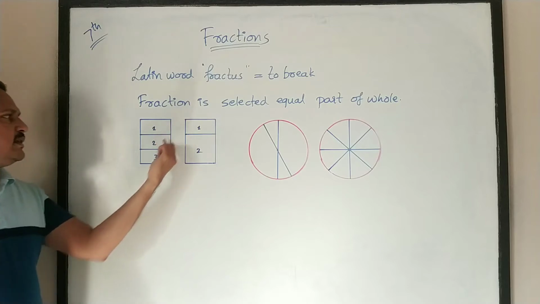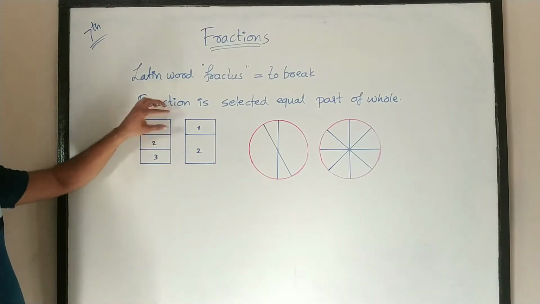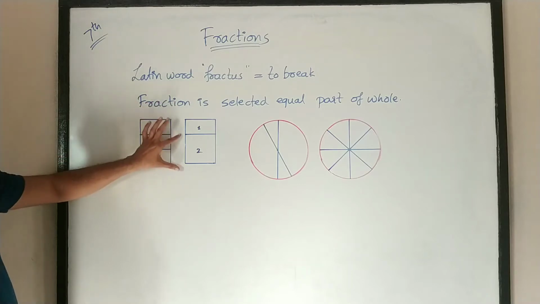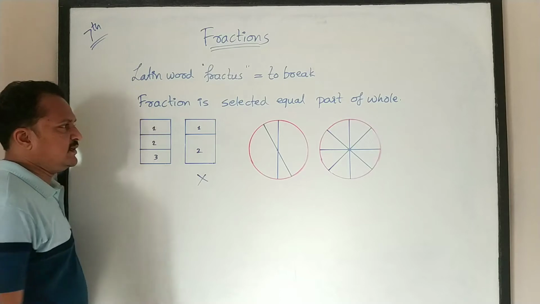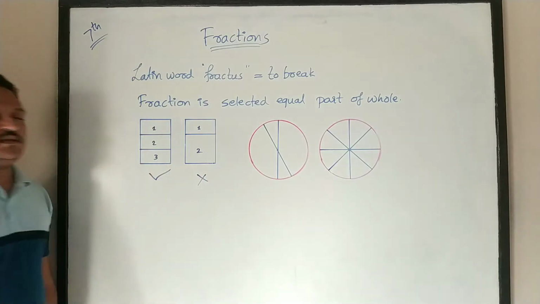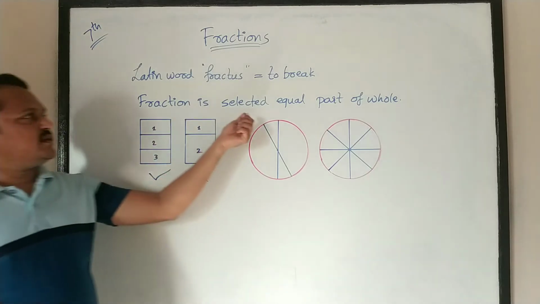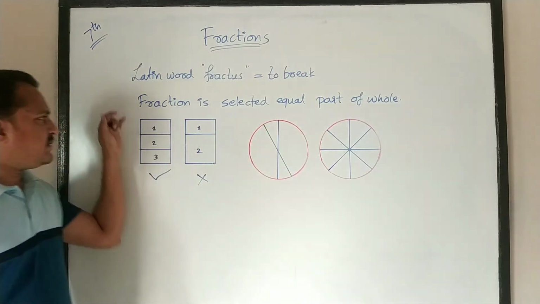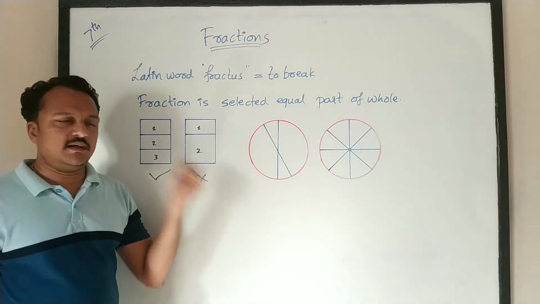See here, all the 3 parts are of equal size. But here the first part is a smaller one, the second part is a bigger one. So this one is not a fraction. This is the best representation of the fraction. That is the meaning of selected equal part. Whatever parts you are going to make, all the parts must be equal to each other.